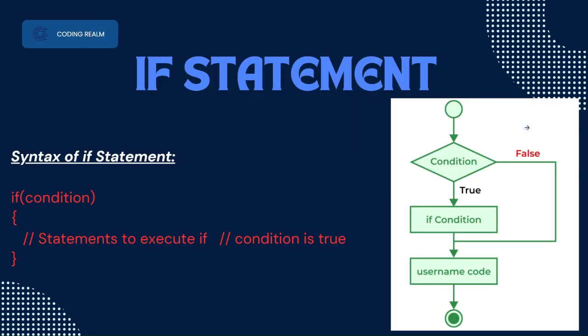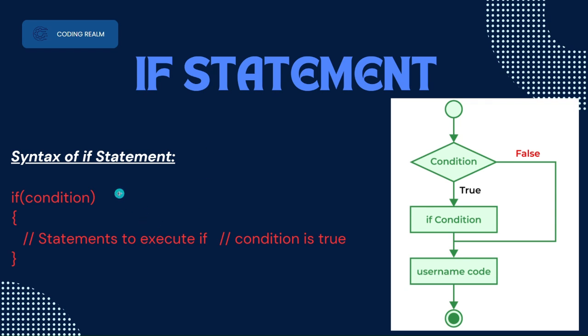Now let's start with the if statement. The if statement is the most simple decision-making statement. It is used to decide whether a certain statement or block of statements will be executed or not. It means if a certain condition is true, then a block of code is executed. Look at this flow chart. We start from here. We have a condition. If the condition is true, we execute the block of statements. If it is false, it does not execute the statements.